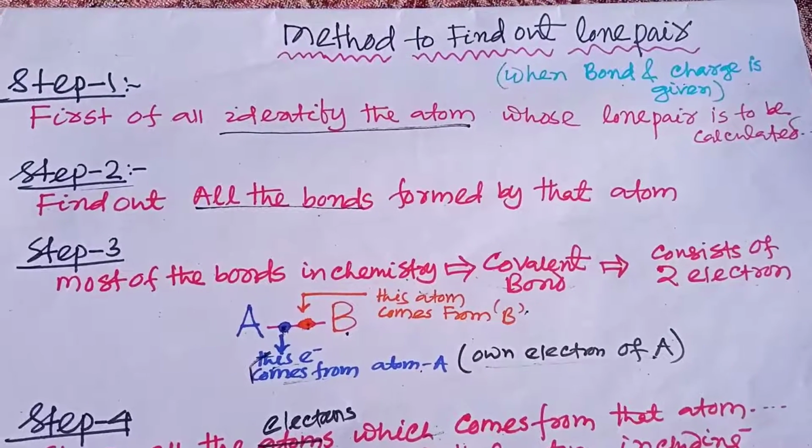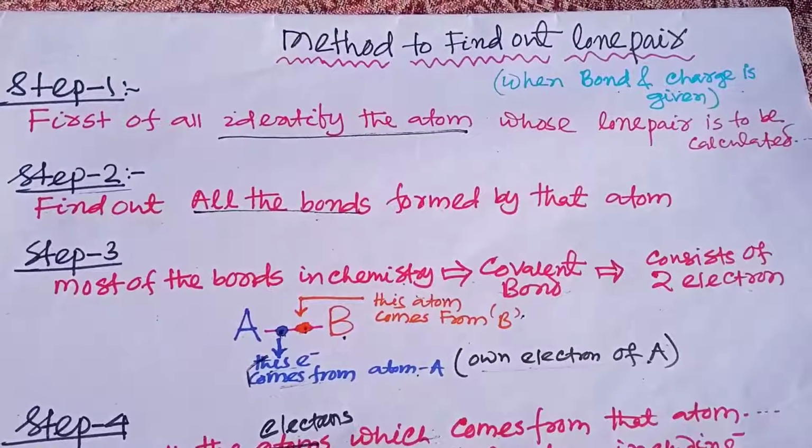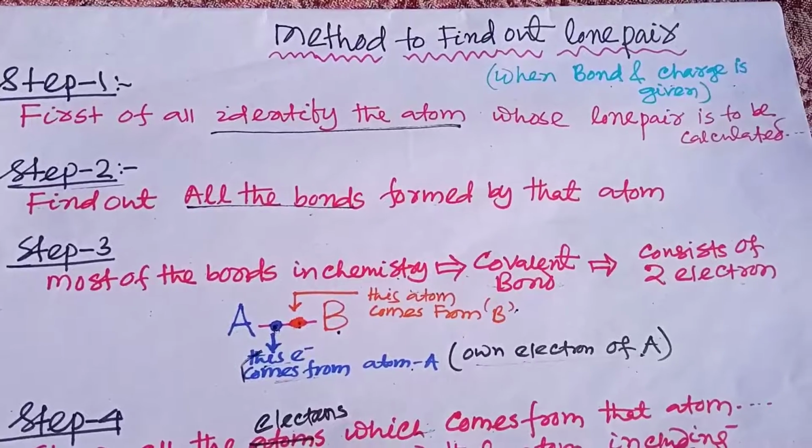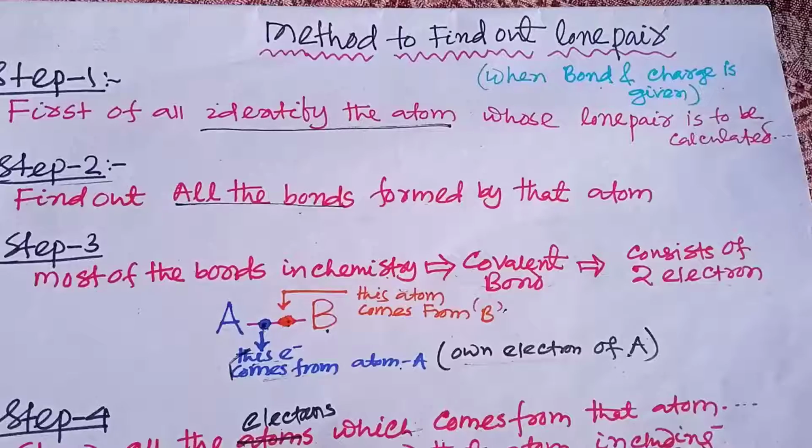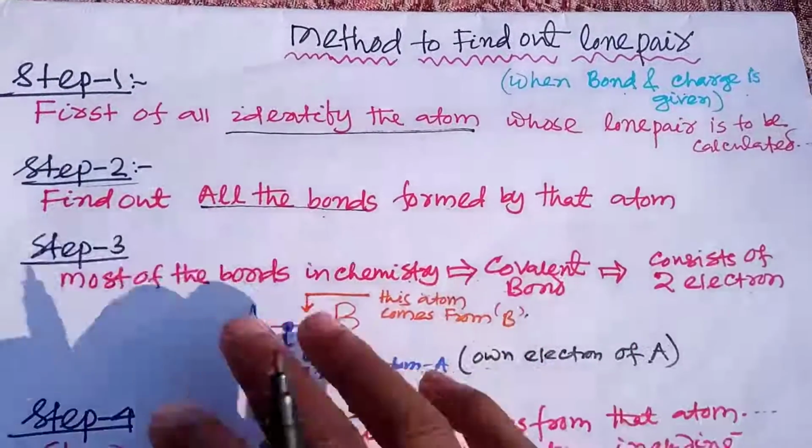In today's video I am going to discuss the method to find out the lone pair present on a particular atom when the bonds formed by that atom and the charge on that atom are given. So here are the steps.